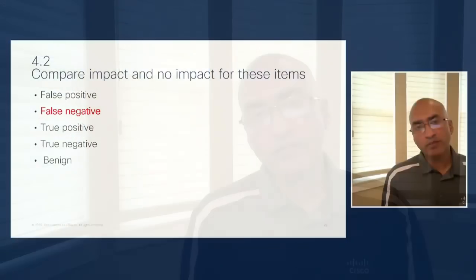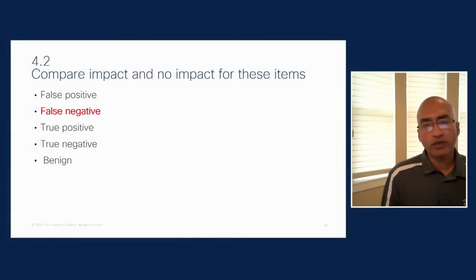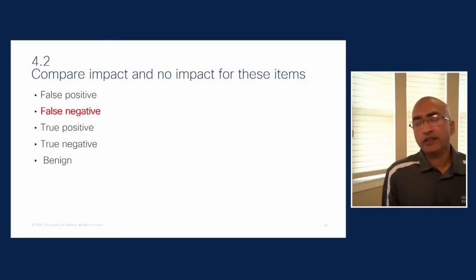Right. So the second part, which Anna started mentioning, is these terms: false positive, false negative, true positive, and then we see true negative and benign. Benign is very easy. It's something which is not going to do anything. It's very easy to interpret that.